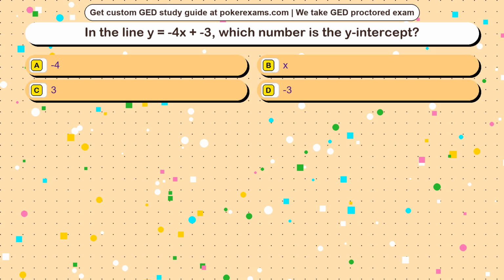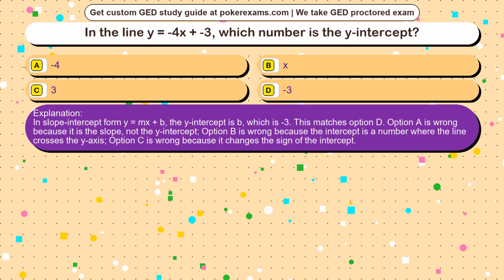The correct answer is option D. In slope-intercept form y equals mx plus b, the y-intercept is b, which is minus 3. This matches option D. Option A is wrong because it is the slope, not the y-intercept. Option B is wrong because the intercept is a number where the line crosses the y-axis. Option C is wrong because it changes the sign of the intercept.